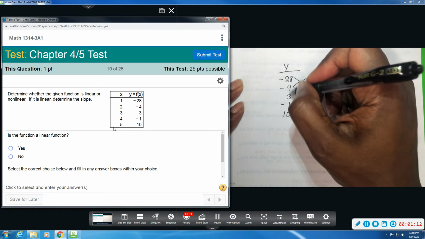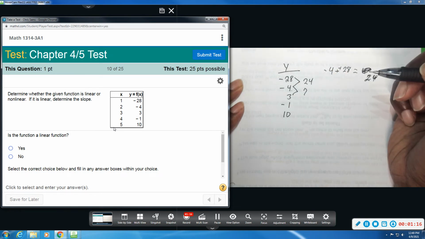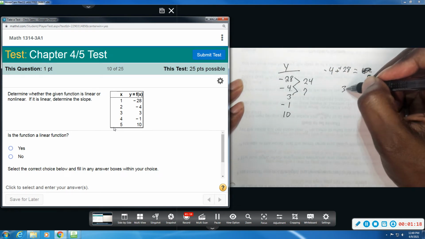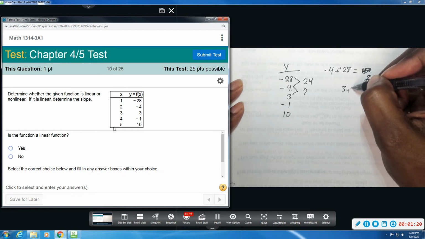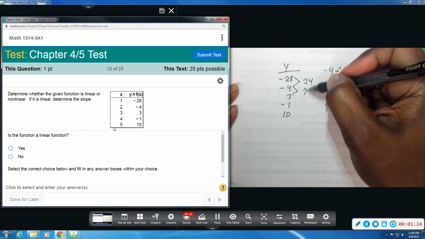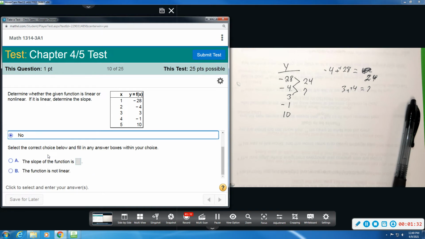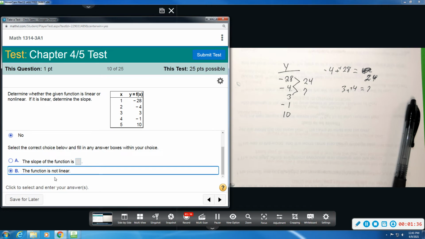But when you look at the difference between here, it only increased by 7. So if you do 3 minus a negative 4, plus a positive, you get 7. The fact that these are different, this is not a constant rate of change, means that we do not have a linear function. So this is not linear, and because it's not linear, we can't find the slope.